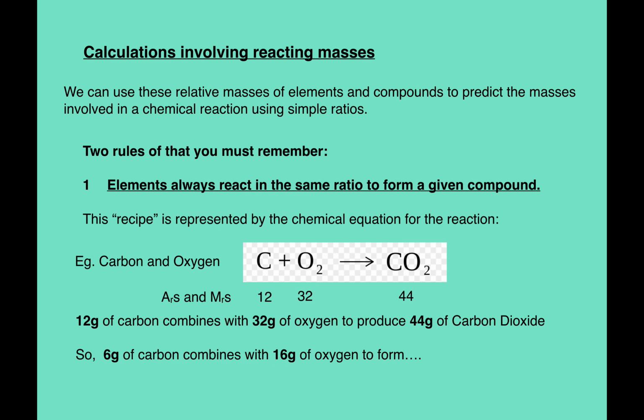So we could do a little ratio calculation here. You can do this in your head. 6 grams of carbon would combine with 16 grams of oxygen to form how much carbon dioxide? Yes, you guessed it, 22 grams.